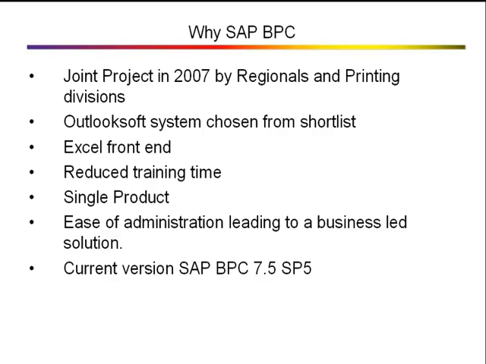OutlookSoft was bought out by SAP in 2008 and the product was rebranded as SAP Business Planning and Consolidation. It is now part of a suite of products within the SAP arena covered under an Enterprise Performance Management umbrella.